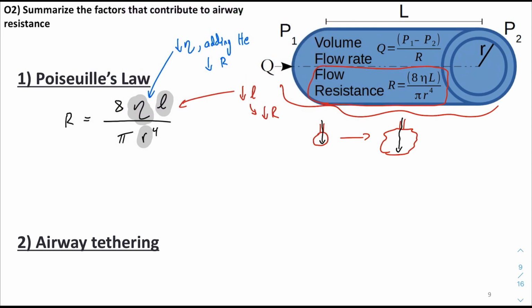Lastly, we're going to be talking about the radius. Here, as we all know from the cardiac lectures, if you are messing with the radius, you're going to affect the resistance by a factor of 4. So by doubling or halving the radius, you're going to be influencing the resistance by a factor of 1/16 or by 16.